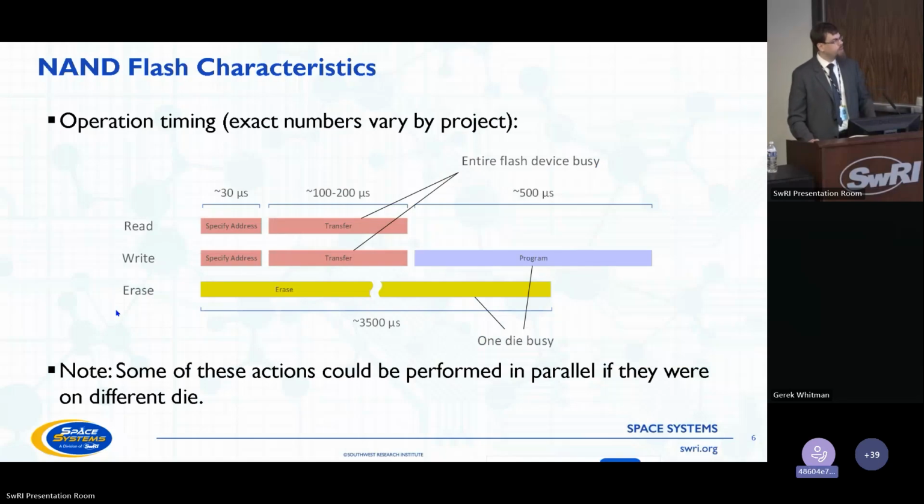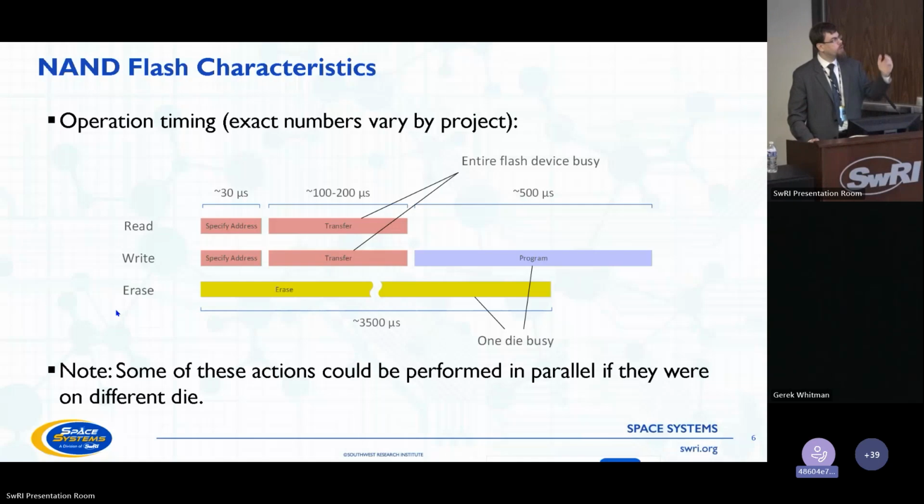Finally, because, again, this is NAND flash, you can't just write and then rewrite data. There has to be an erase operation in between each write. And the bar is actually misleading here. The erase operation is by far the longest operation, up to 3.5 milliseconds.